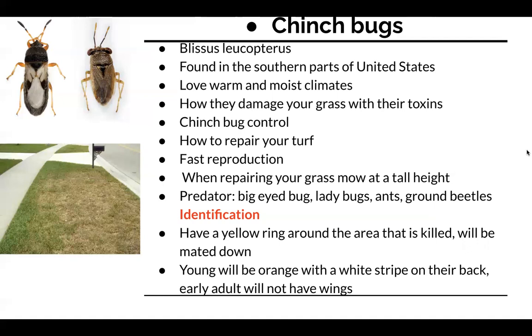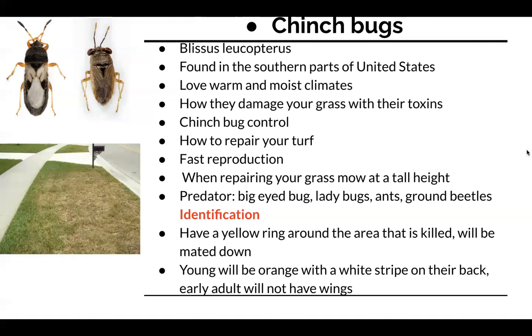Now, one of the ways you can identify if you have chinch bug problems is they like warm, so they're going to try to go around your street and concrete. So it's going to be around your sidewalks where you're going to have most of your problems. It's not going to be out in the middle of your yard. They're going to have a yellow ring around the damaged area, and that's going to be matted down. It almost looks like hay, and it's going to be very ugly. It's going to have a lot of thatch to it.